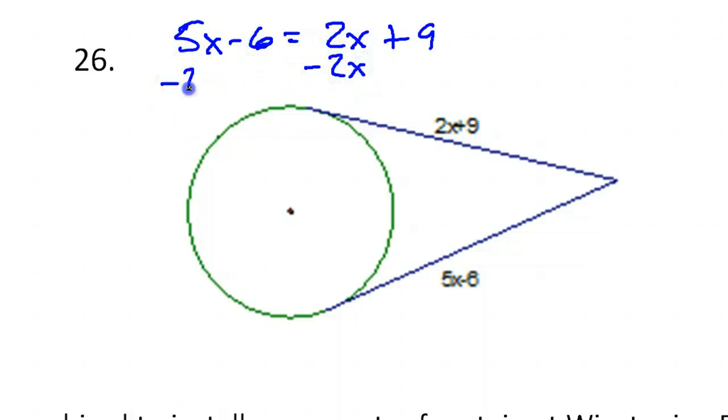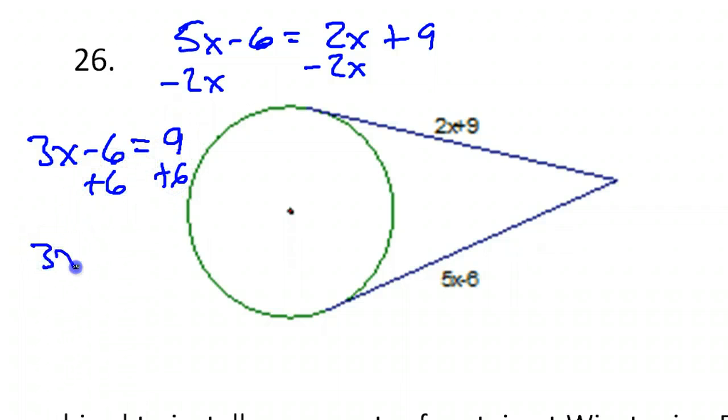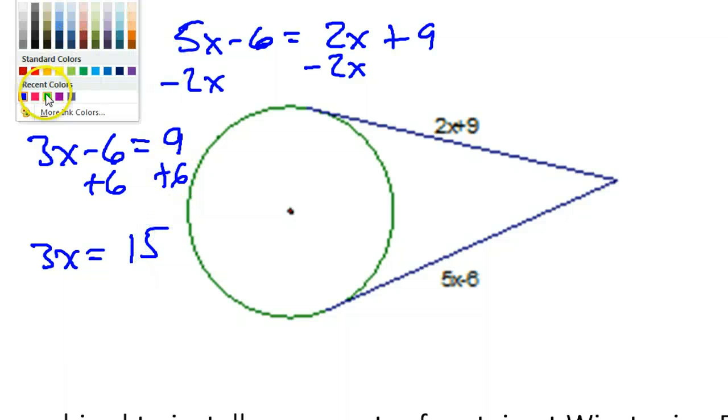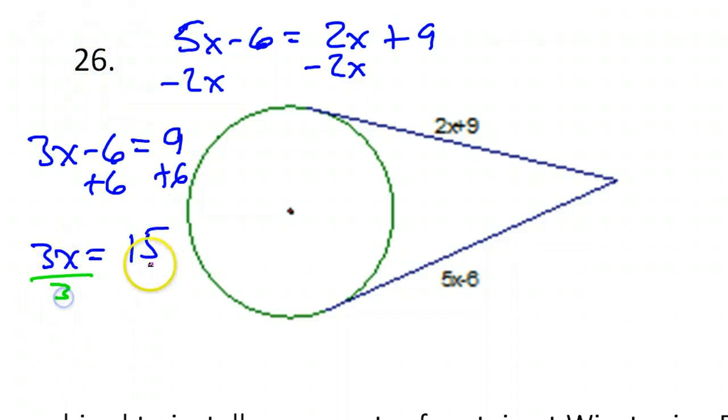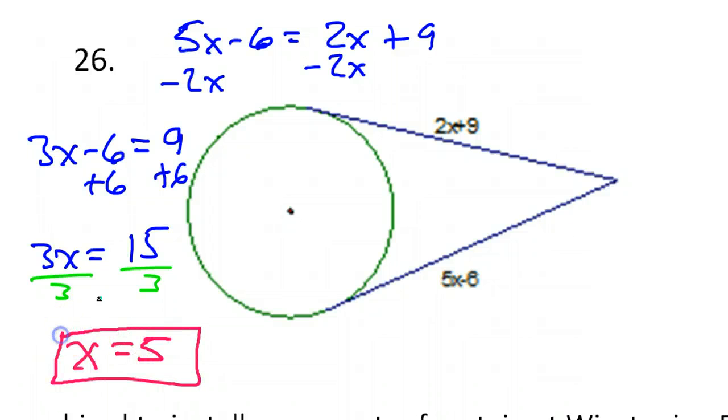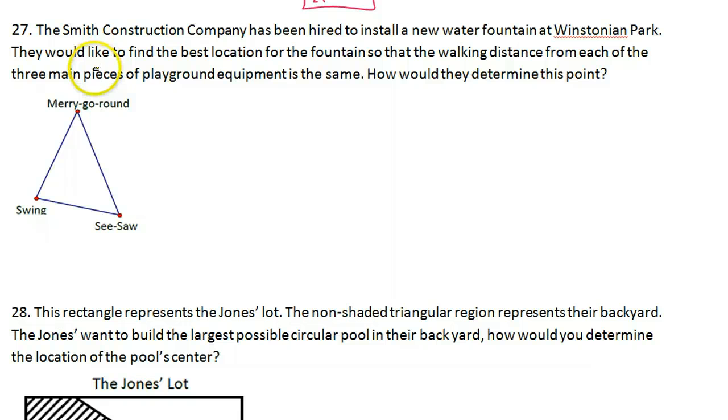So I would subtract 2x from both sides to get the x's together, and that's going to leave us with 3x minus 6 is equal to 9. Adding 6 to both sides gives us 3x is equal to 15, and then divide both sides by 3. So x is equal to 5. And that's your answer for number 26.